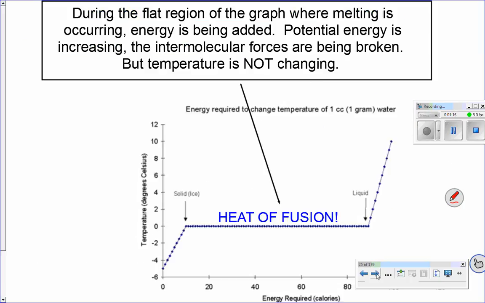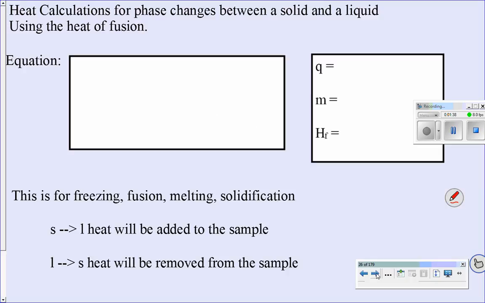Again, as I mentioned before, if we look at a heating or cooling curve, we can see this flat region in the graph where we're putting in energy, and we have a change in potential energy, but our kinetic energy is remaining the same, because we have no temperature change. That potential energy increasing has to do with intermolecular forces being broken. So we'll actually be doing some calculations with these.